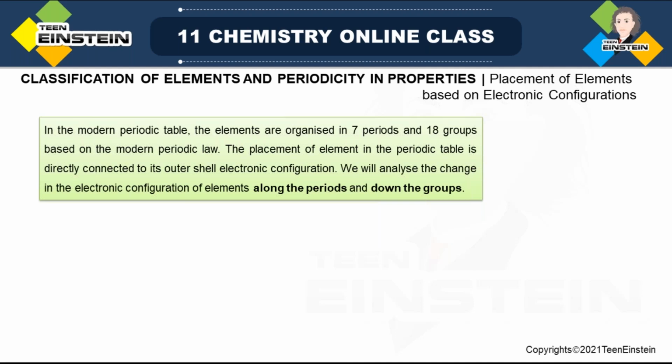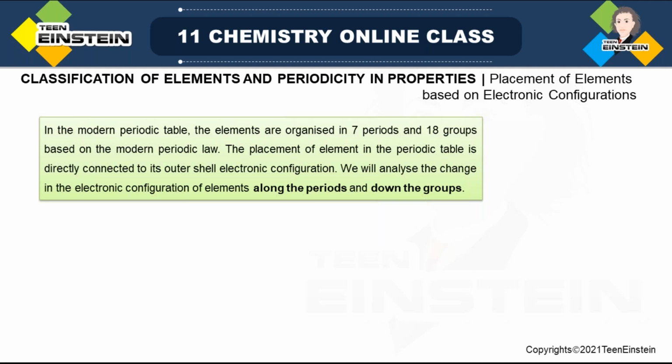Placement of elements based on electronic configuration. So placement of elements in the periodic table is based on the EC, but not just any EC, it is the EC of the valence shell only. In the modern periodic table, the elements are organized in 7 periods and 18 groups, which we have already seen. This placement of an element is directly connected to its outer shell EC, and that is why it is important for us to analyze the change in the EC of elements along the period and also down the group.